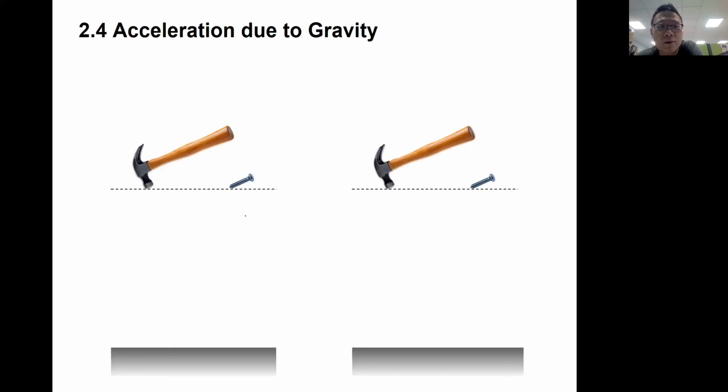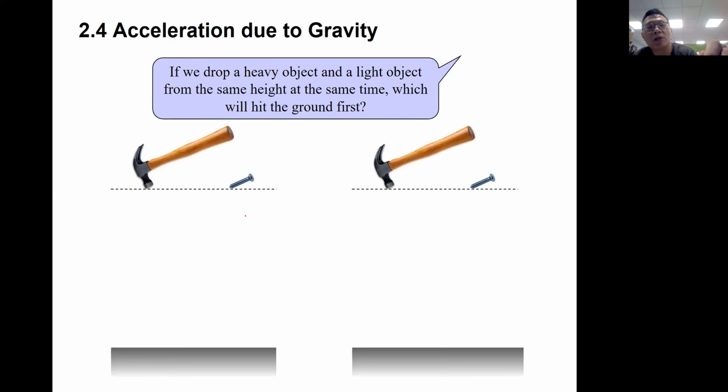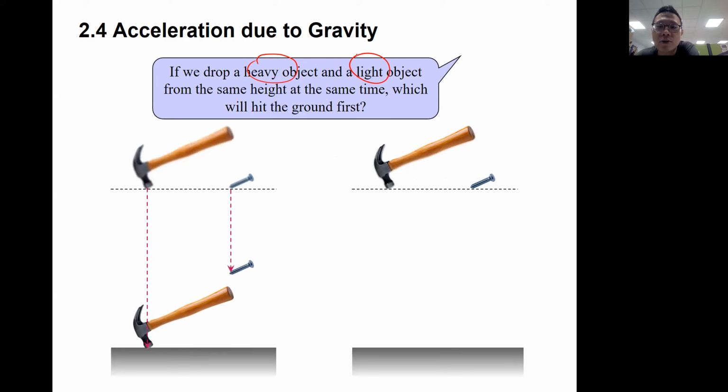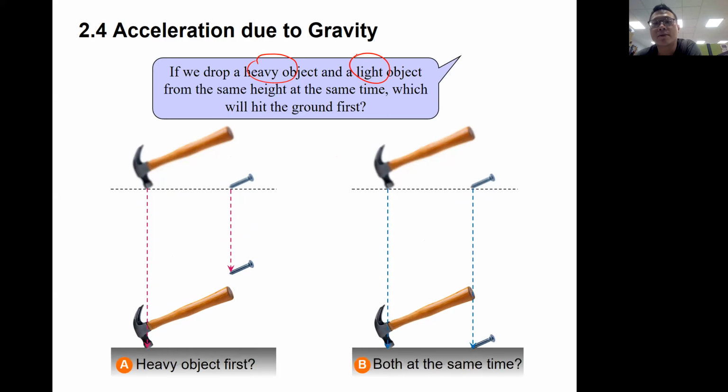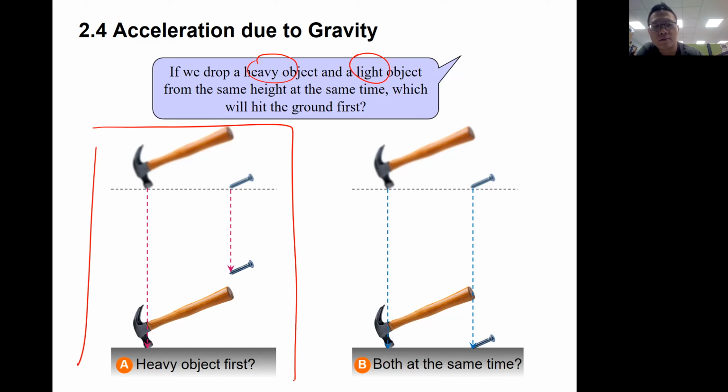Now the question we have is: if I drop a heavy object and a light object at the same time, which will reach the ground first? Would the heavy object reach the ground first, or would both of them reach the ground at the same time? The answer to this question is that both scenarios are actually possible.